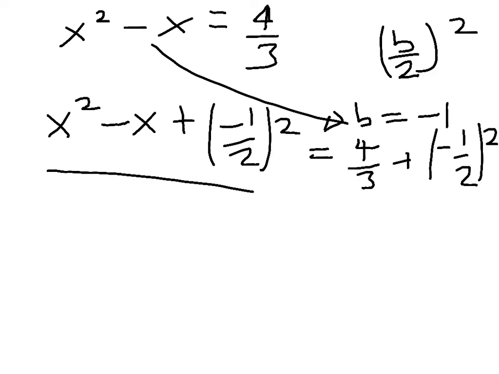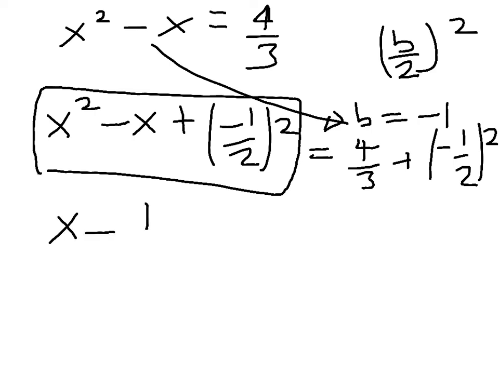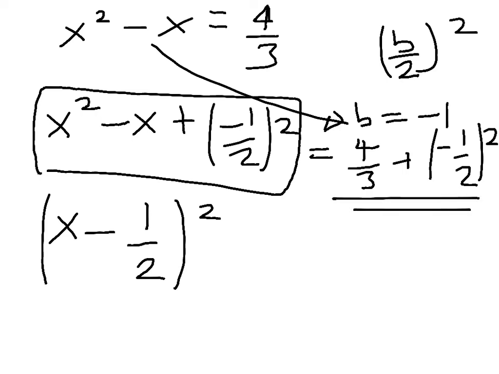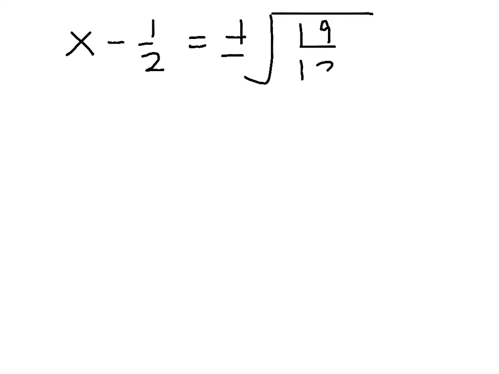From here we can see that the left hand side will factorize to the simplified form (x minus half) squared, and if you simplify the right hand side you get 19 over 12. The next thing that you need to do is to solve for x. So what you need to do first is to take the square roots on both sides and you get x minus half equals plus or minus square root of 19 over 12.